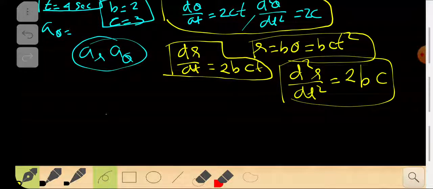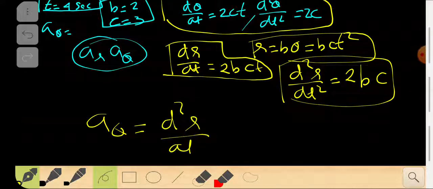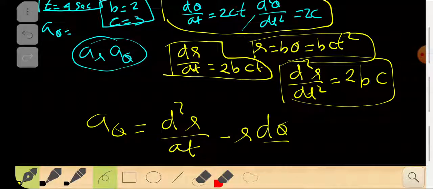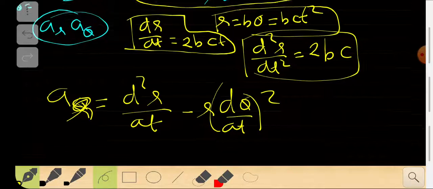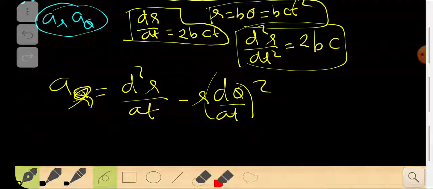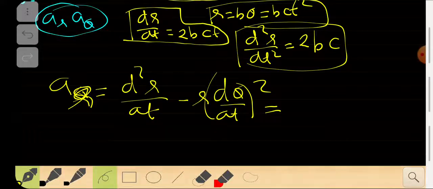So a theta will be d²r/dt² minus r times (dθ/dt) squared. Okay, that was a_r, sorry about that, I just confused it. So that's a_r. So let's substitute those values. Right, straightforward.